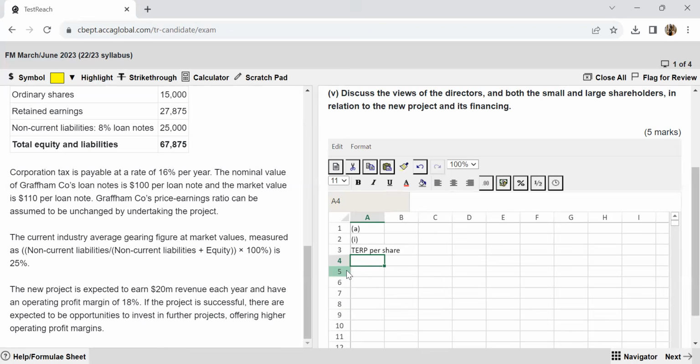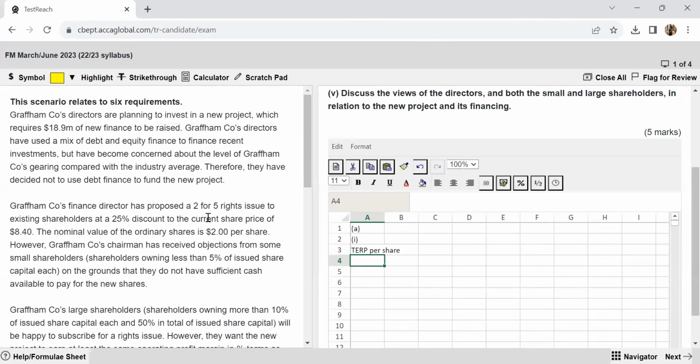So first of all, let's work out the TERP, as the first part requires us to do that. It is mentioned over here that the existing shareholders will be given a 25% discount to the current share price of 8.4. So first of all, how much is my rights issue price? My rights issue price is nothing but 8.4 multiplied by 1 minus 0.25, or I can say 25%. So with this, I have the rights issue price, that this is the price at which the shareholders are going to be offered to buy these rights shares.